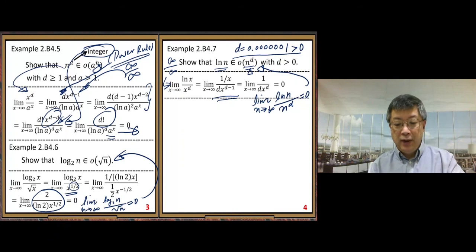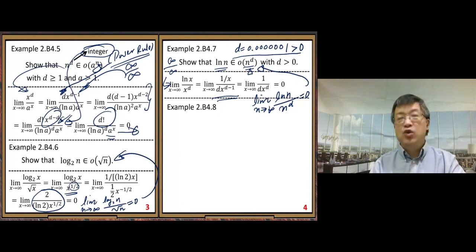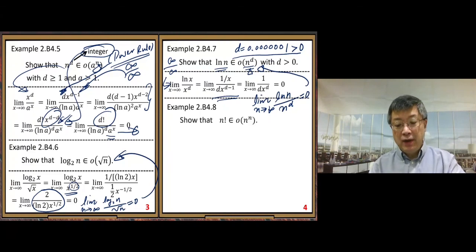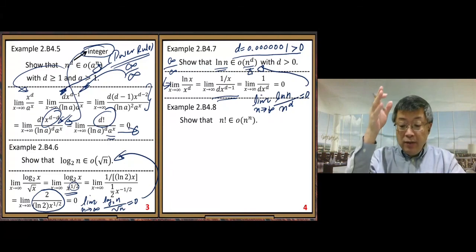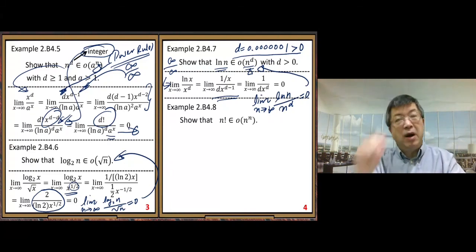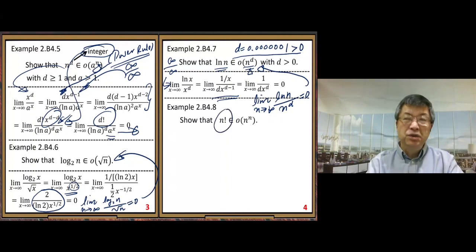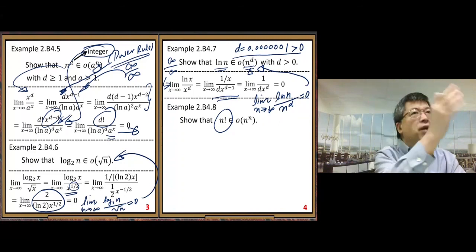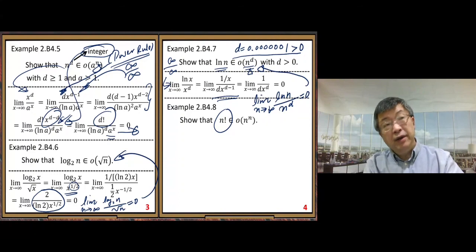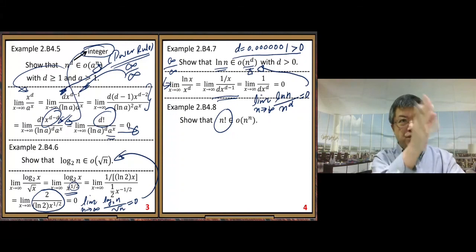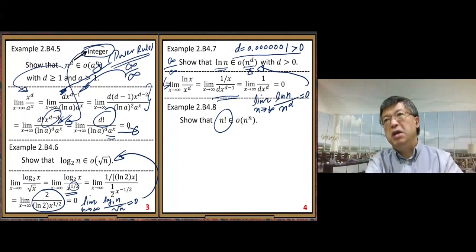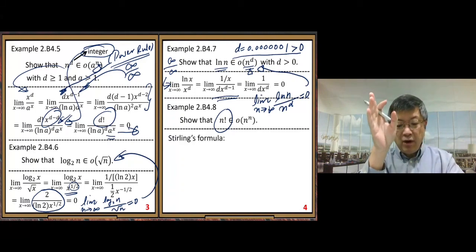All right. The last question of this video, number 8. This one is very hard. Show that n factorial belongs to little o of n to the nth power. The hard part is how to estimate n factorial. How to measure it? We have to use a special formula to estimate n factorial. That formula is called Stirling's formula.